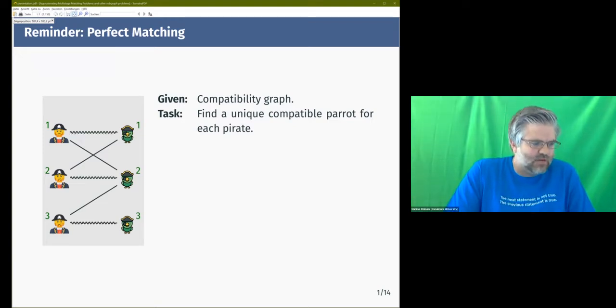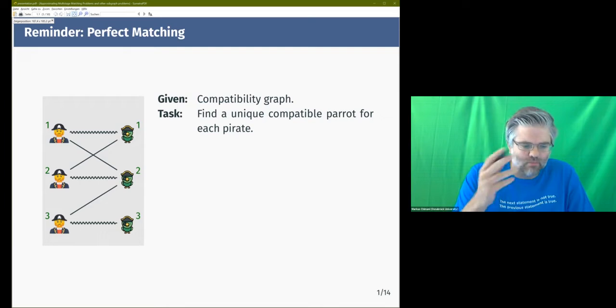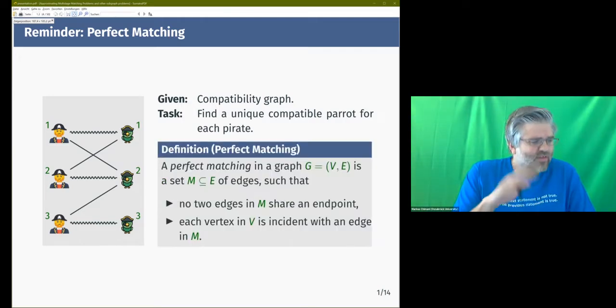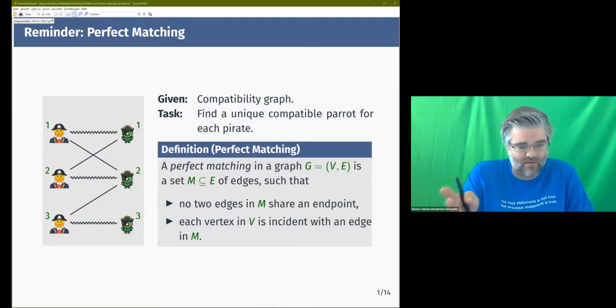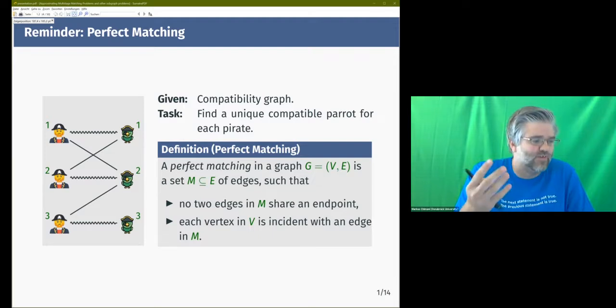So that would be like these squiggly lines here. Pirate number one gets parrot number one, and so on. That's just a matching. In this special case, it's even a bipartite graph. We won't require bipartiteness in the following. So this is in particular a perfect matching. That is, every pirate gets a parrot and every parrot gets a pirate. And we are interested in this perfectness, that every vertex in the graph is in fact really matched.